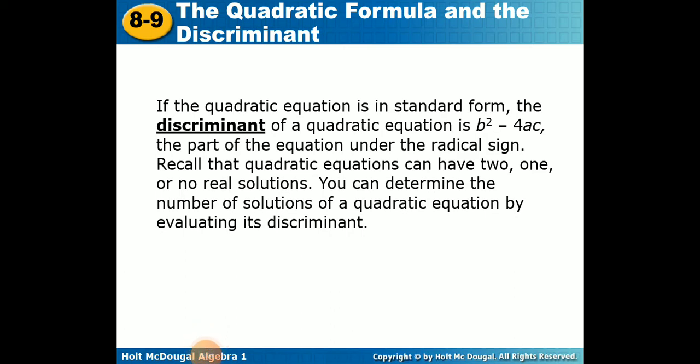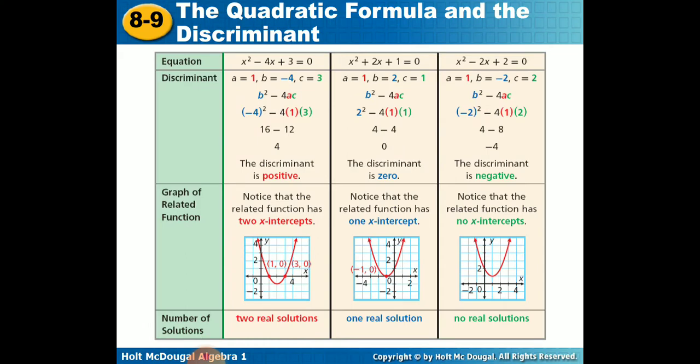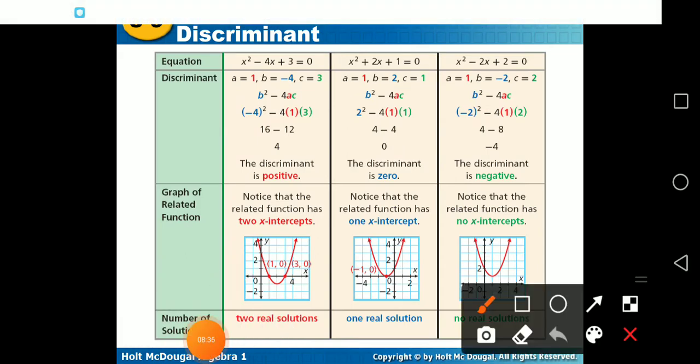If the quadratic equation is in standard form, we have to study the discriminant. This is very important. It is b squared minus 4ac, the part of the equation under the radical sign. A quadratic equation can have two, one, or no real solutions, and you can determine the number of solutions by evaluating the discriminant. So let's have this table, which lists the discriminant, equation, graph, and the number of solutions.